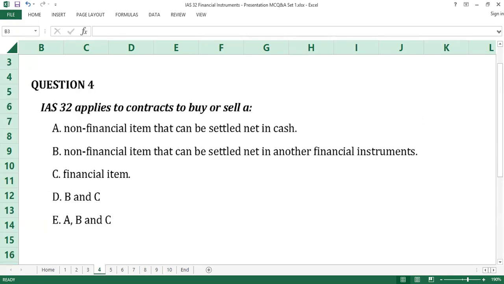Question number 4. The answer to question number 4 is E, A, B, and C. IAS 32 applies to those contracts to buy or sell a non-financial item that can be settled net in cash or another financial instrument, or by exchanging financial instruments as if the contracts were financial instruments, with the exception of contracts that were entered into and continue to be held for the purpose of the receipt or delivery of a non-financial item in accordance with the entity's expected purchase, sale, or usage requirements. That IAS 32 applies to financial items is given. E is the answer to question number 4.